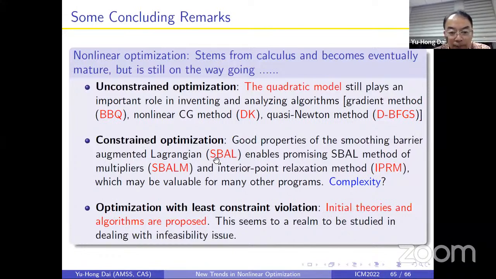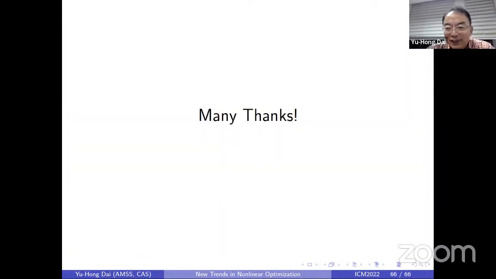We can invent many more efficient algorithms, BB, CG, and L-BFGS. And for constrained optimization, we introduced the very smooth S bar with good properties, and we can design many more efficient algorithms, S bar AL and others. But up to now, we don't know how to analyze the complexity. And initial theory and algorithms are proposed for optimization with least constraint violation, but there is much to do. This seems to be a realm to be studied in dealing with the infeasibility issue. So this is all my talk. Thank you very much.